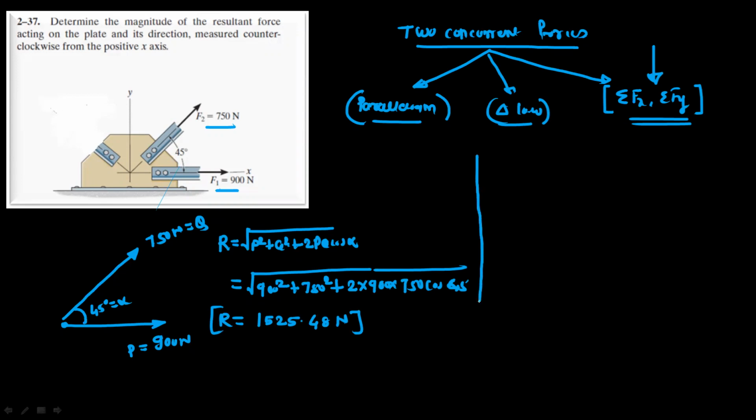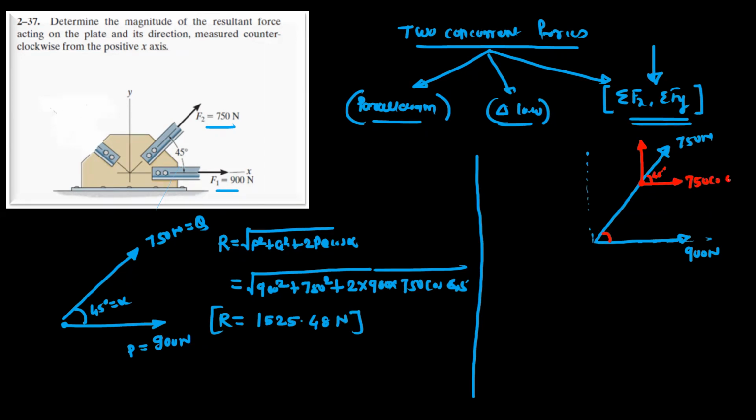If you want to find out the resultant by the general procedure, summation Fx and summation Fy, so this force is 750 Newton. This is 900 Newton. So when we solve by summation Fx and summation Fy, our first step is we should resolve the force. So you can select one point on the 750 Newton, show x and y components. This angle is 45. So this component will be 750 cos 45 and this component is 750 sin 45. This 900 Newton force is exactly acting in the x direction.